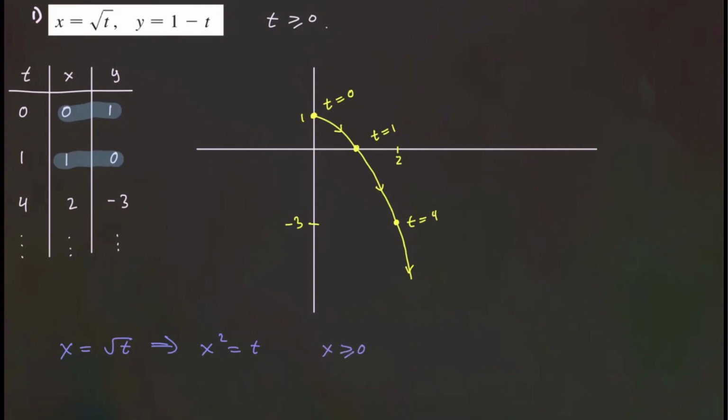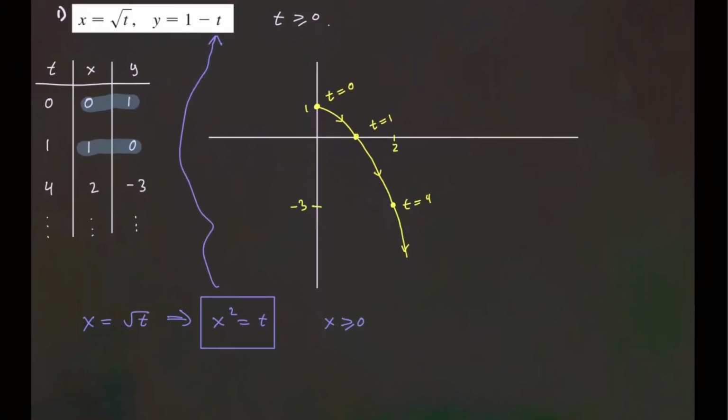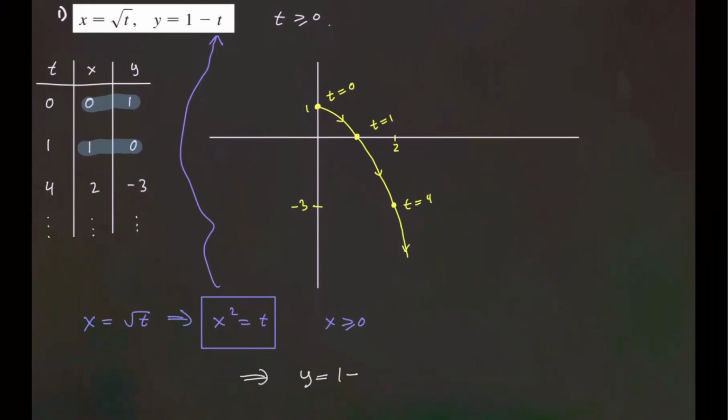All right, so that is our expression for t. Now we're going to substitute this in here. We have our Cartesian equation. So just make it a bit smaller for you. So our Cartesian equation would be y is equal to 1 minus t, which is 1 minus x squared. So there you go. This is your Cartesian equation.